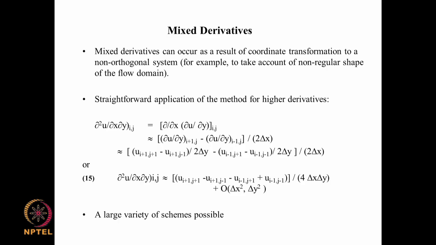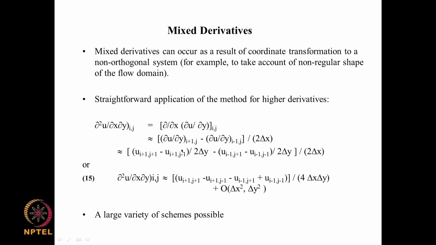We do not have dou square u by dou x dou y, but if we do a coordinate transformation from an orthogonal coordinate system like Cartesian coordinate system or cylindrical polar coordinate system, from that kind of orthogonal coordinate system to a non-orthogonal coordinate system, which may happen in some special cases when we are dealing with complex shapes, in such a case we have these mixed derivatives that appear. Otherwise, in our Navier-Stokes equations we only have normal derivatives and the mixed derivatives do not come into picture.